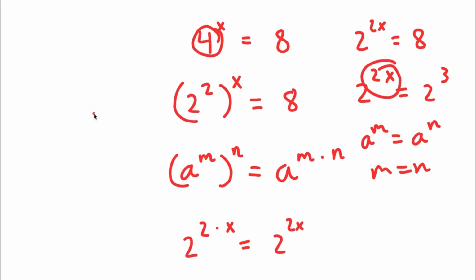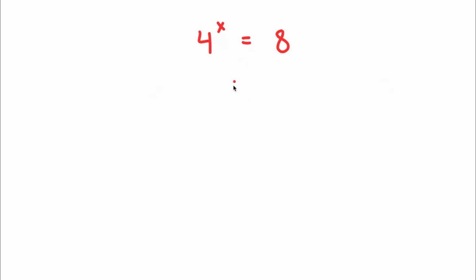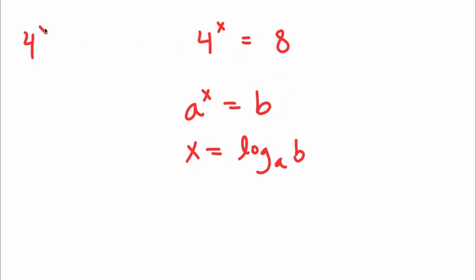Now I actually have a second method of solving this problem. So again, I have 4 to the power of x equals 8. And now, if I have something in the form a to the power of x is equal to b, then x here is actually equal to log base a of b. And I can actually go ahead and prove this as well. So if I start with 4 to the power of x is equal to 8, I can go ahead and take the log on both sides.